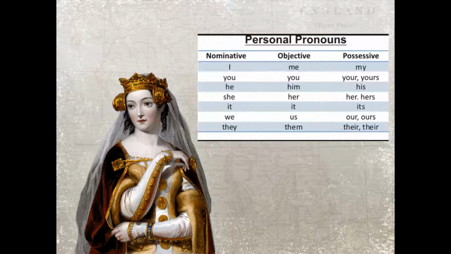Then she shifts into her personal pronouns. She moves very quickly within the same sentence from using the royal we to personal pronouns. There are 3 different cases for personal pronouns: nominative, objective, and possessive.